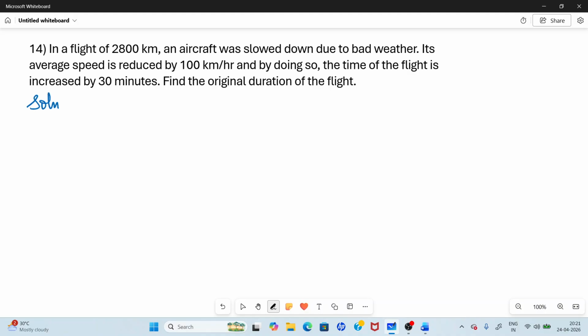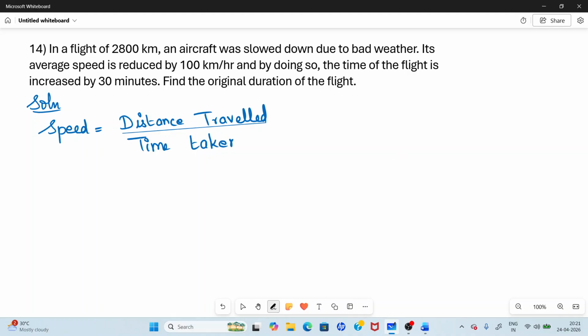Solution. Here we are going to apply the formula speed equal to distance travelled by time taken. So distance travelled in kilometer and time taken in hours. So the unit of speed is kilometer per hour.